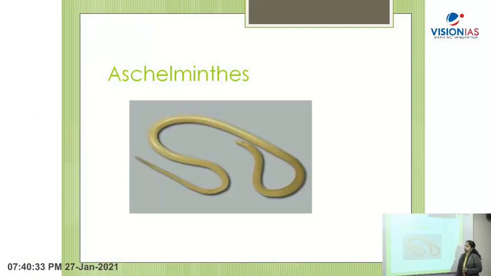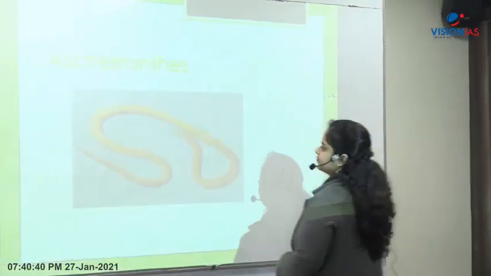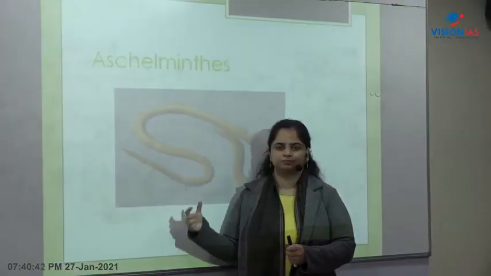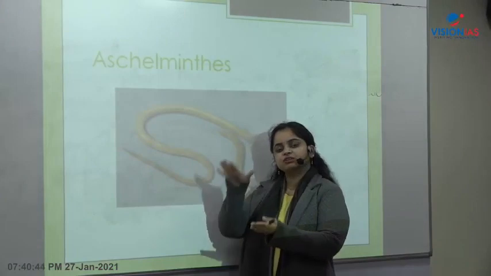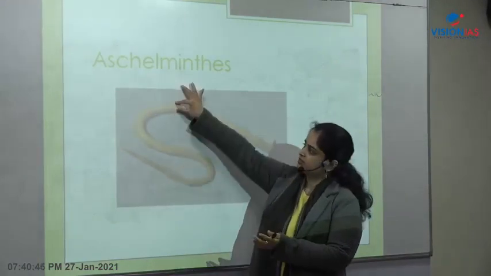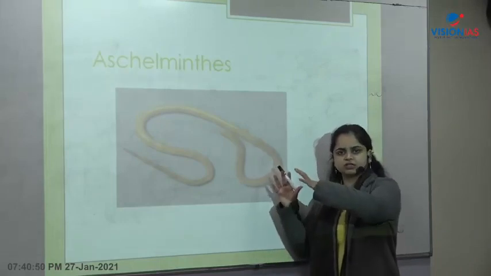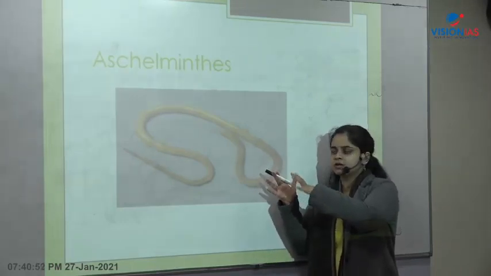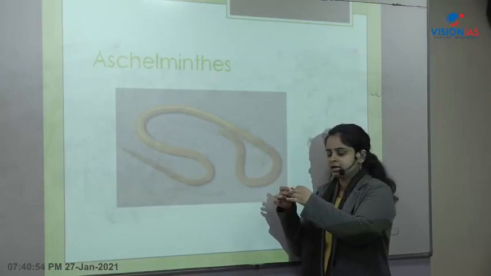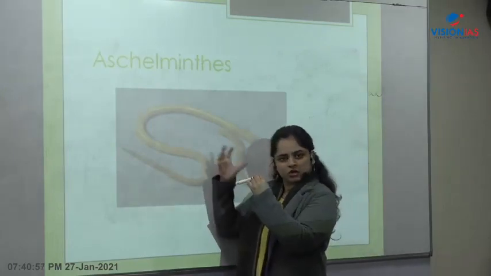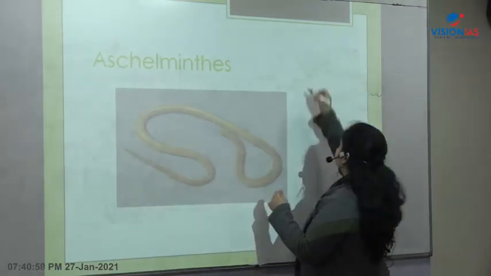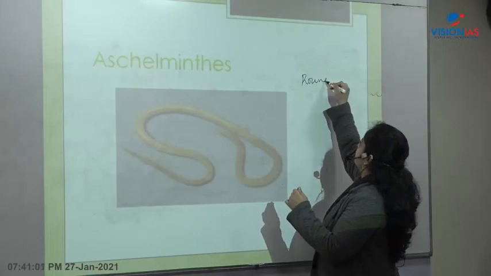The next group is the Aschelminthes. Please write down the name of the group, Aschelminthes, and observe the shape of this worm. The first worm was flattened. This you can see has a rounded body. Can you appreciate the structure? Its roundness. So this roundness is because of which it gets its name, roundworm.